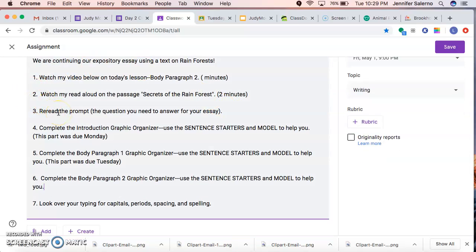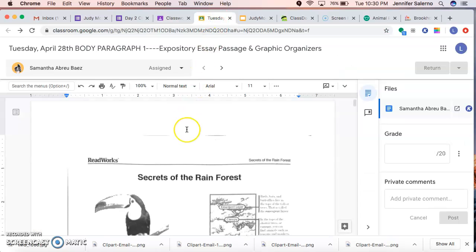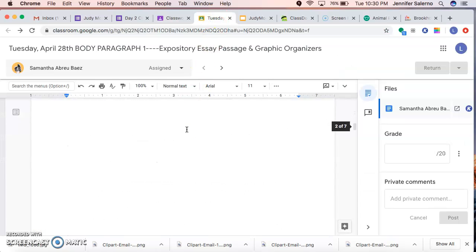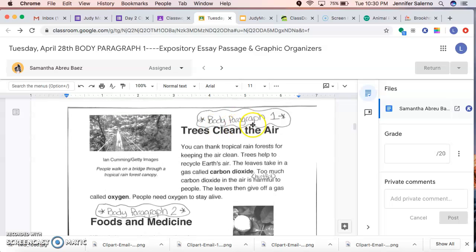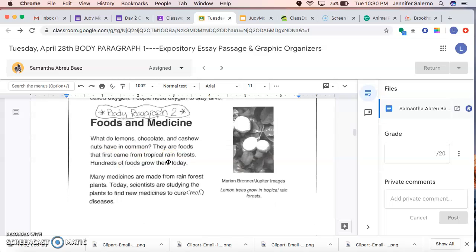As always, when we're doing this, we reread the prompt to get our mind focused on our answers and the question that we need to answer. And then I just left here that the introduction was due Monday, body paragraph 1 was due yesterday, and today you are working on body paragraph 2. And as always, check over your typing for capitals, periods, spacing, and spelling. And now let's get into it. So just like yesterday when I told you that there was this for body paragraph 1, here I wrote a model for body paragraph 2. So we're going to get to that in a minute, okay?